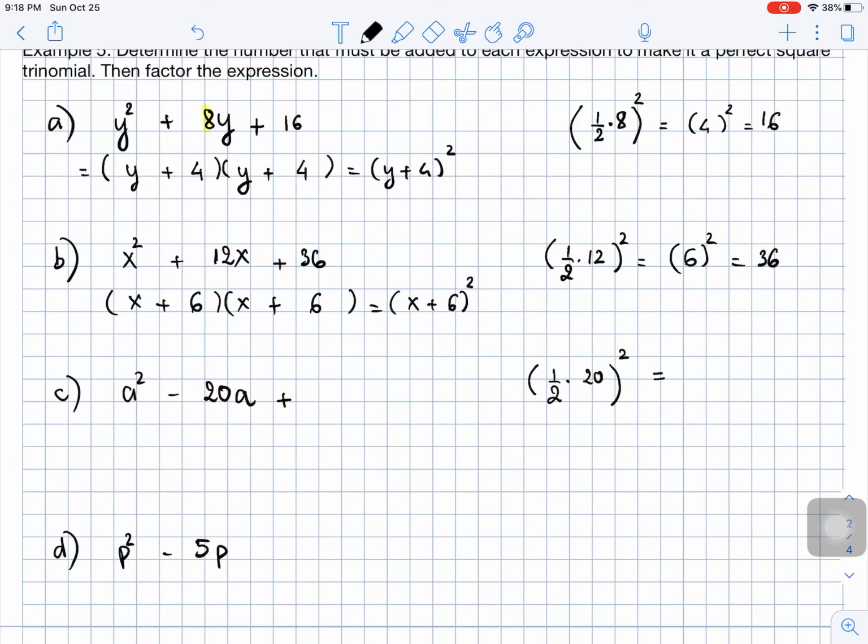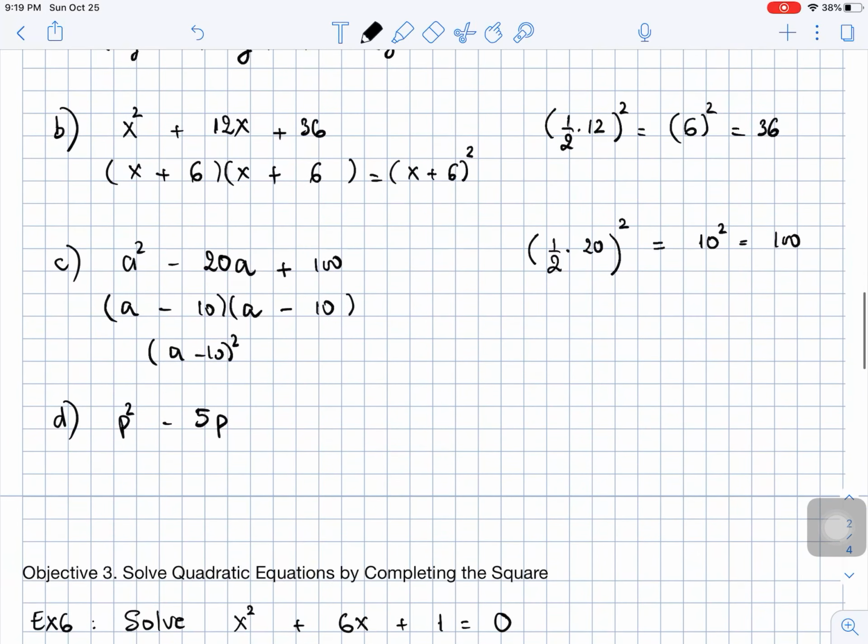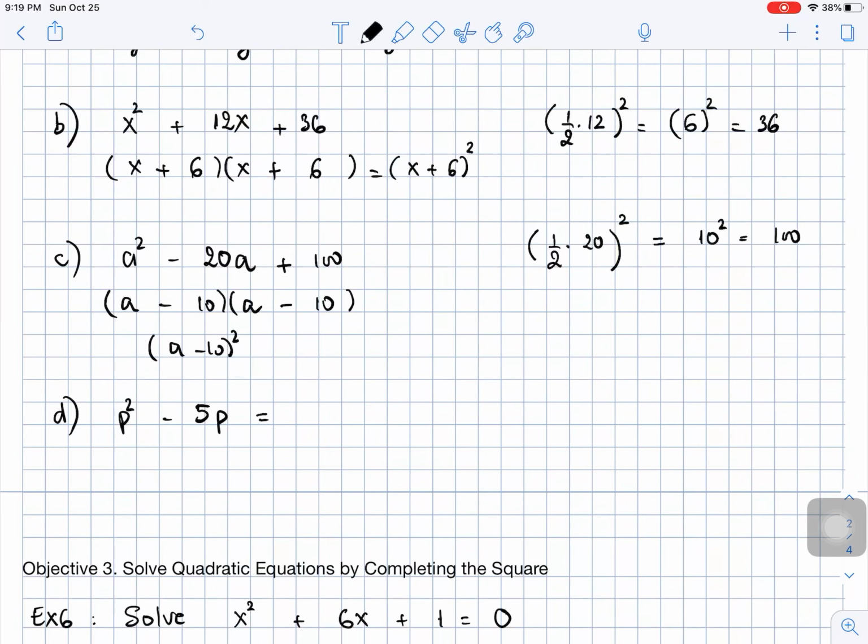Problem C, b is negative 20. So you do 1/2 of negative 20. You can write 20 or negative 20 because we're going to square them anyway. When you square, you will get a positive. So we always add, okay? We always add because the number that we get is always a positive number. 1/2 of 20 is 10. And when you square the 10, you will get 100.